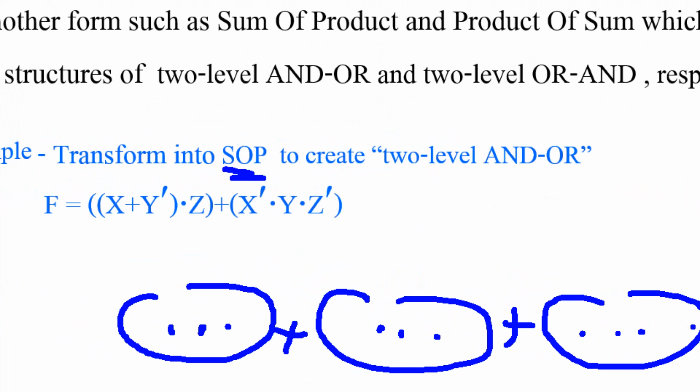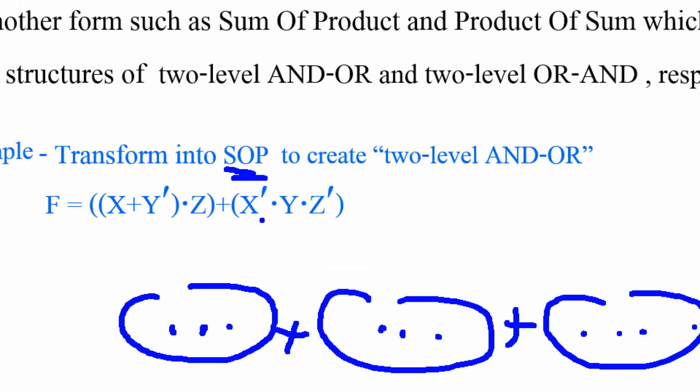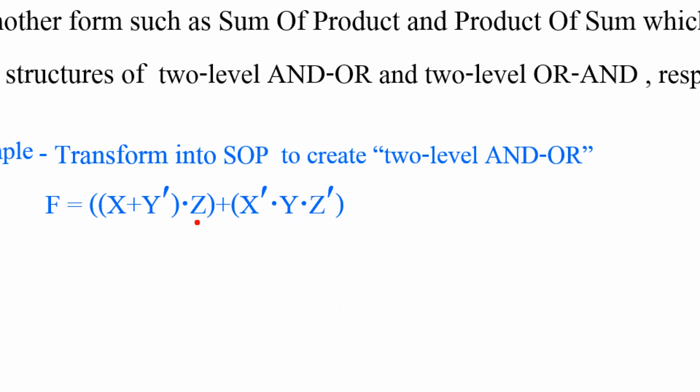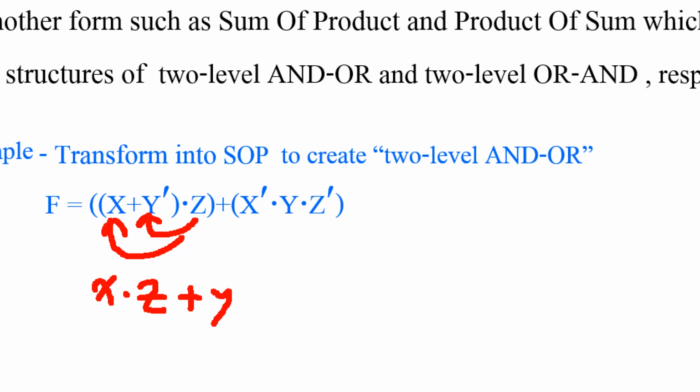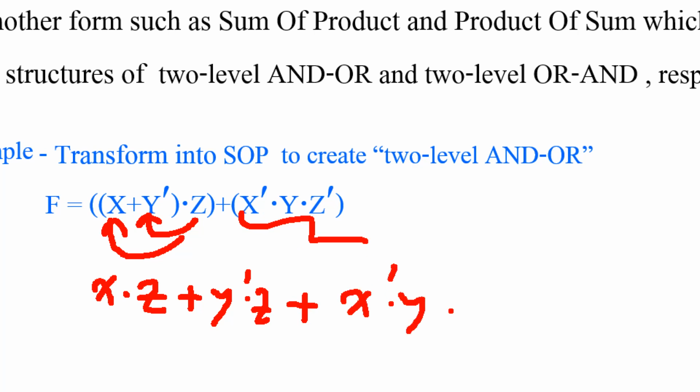At first, for sum of product, this term is already okay, right? It's a product form, x prime and y and z prime, right? It is a product term, so it's okay. But this term is not okay, right? It's mixed between sum and product. So what should you do? Keep this one, you just take this one, and distribute. So then it becomes x and z, plus y prime and z, plus this term, copy it, x prime, y, and z prime. Okay, that's all.